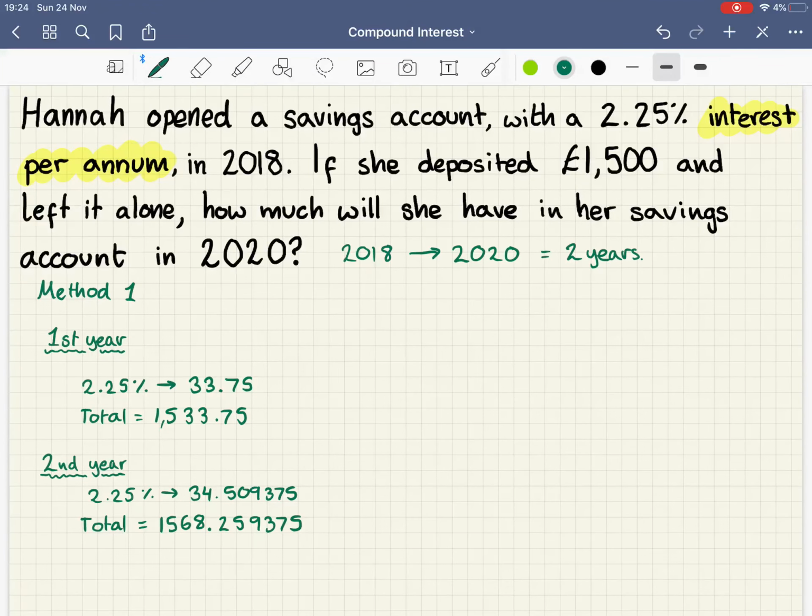Now, this time it is not asking me to round to a significant figure. However, I need to acknowledge, again, the context of the question. Now, the context is that I'm dealing with money. And money must look like money in your final answer. You would never see more than 2 decimal places when you're in a shop. So given that I've got way too many, I need to look at my third decimal place. Because it's a 9, that's going to round up. So my final answer, in fact, is £1,568.26.